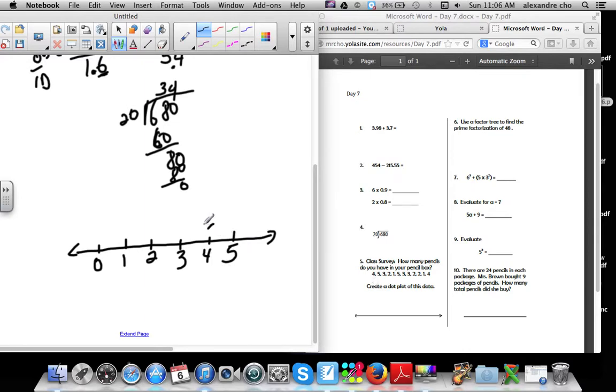So one kid has 4, one kid has 5, one kid has 3 pencils, one kid has 2, the other one has 1, another kid has 5, another kid has 3, another kid has 3, another kid has 2, another kid has 2, and then one kid has 1 pencil, and finally the last kid has 4 pencils. Okay, and that's dot plot.